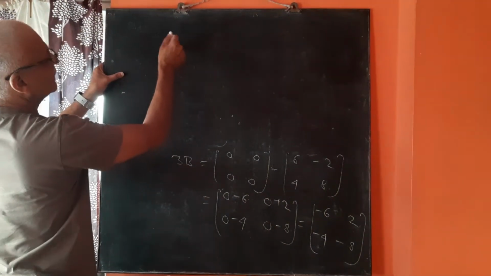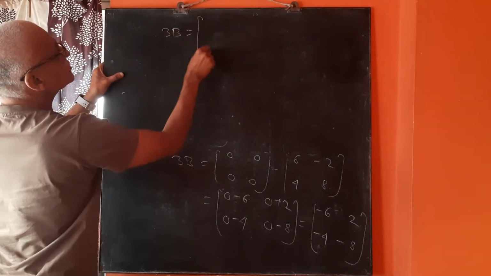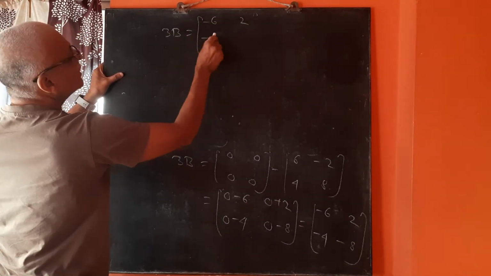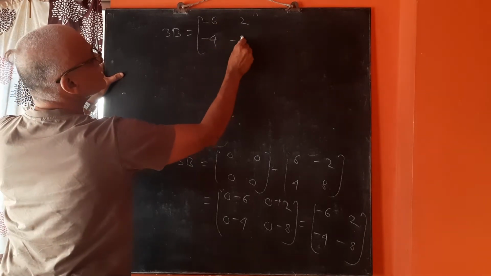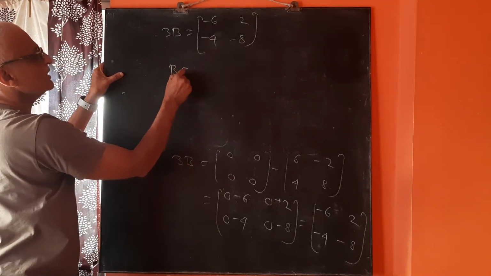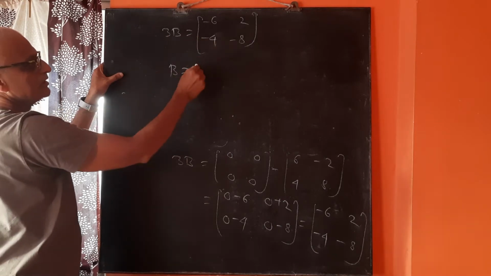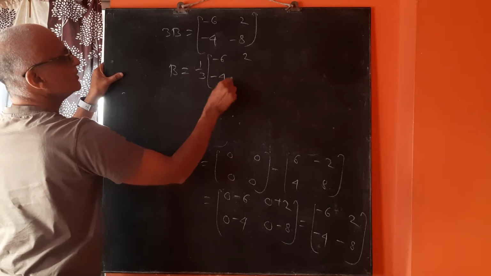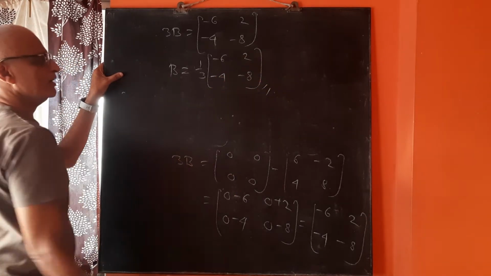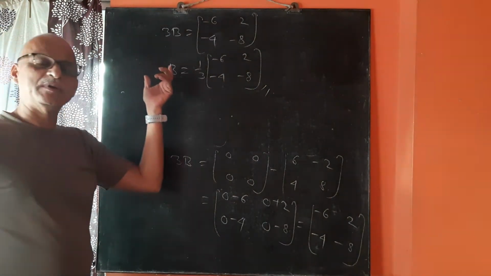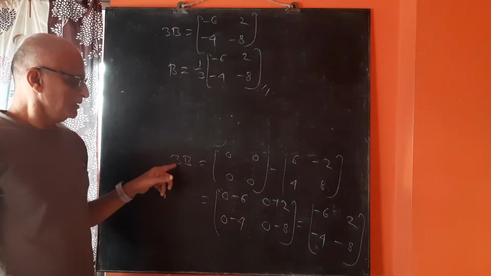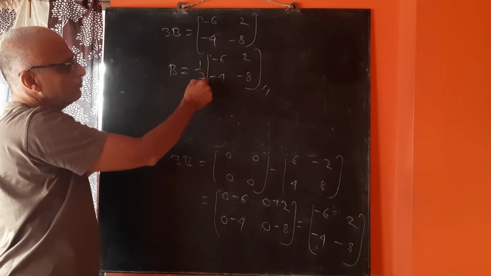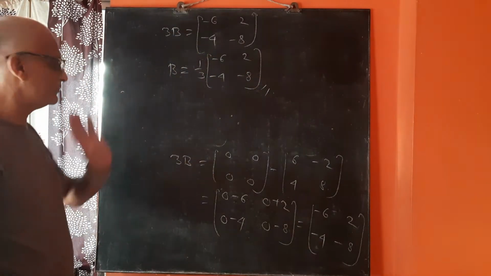So 3B equals the matrix of minus 6, 2, minus 4, minus 8. So B equals, now by cross multiplication, this 3 goes to the other side, so that will be 1/3 into the matrix minus 6, 2, minus 4, minus 8. That is the value of B. We apply it just as we do in algebra. You got the value of 3B, so B comes here, so it will be 1/3 into this matrix, and that is the value of B.